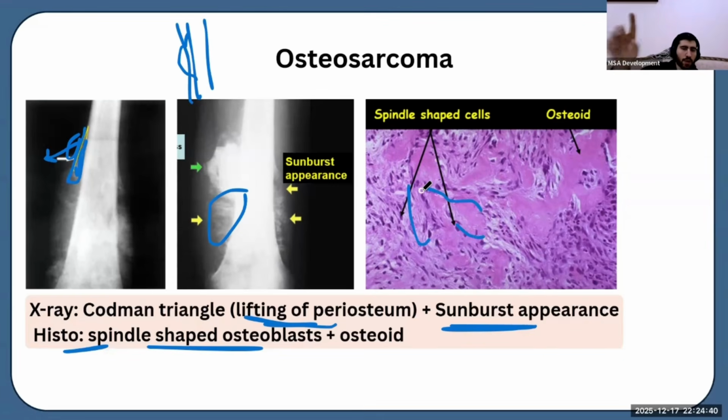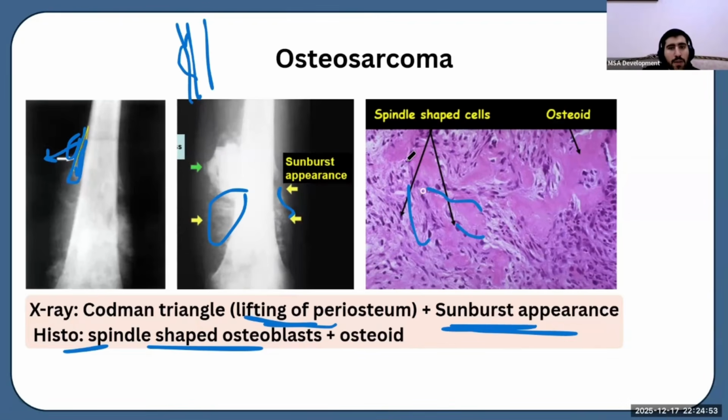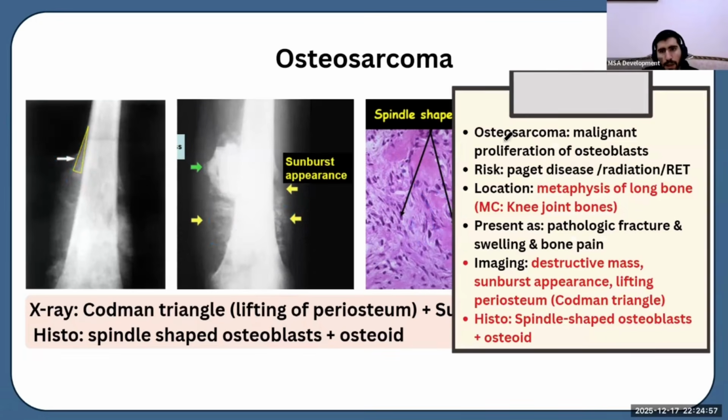So memorize, osteosarcoma on an X-ray will grow, but it doesn't rupture the periosteum. So it has Codman triangle, and it also has sunburst appearance, like after it breaks the periosteum. In histology, it's spindle-shaped cells with osteoid. So, final time, osteosarcoma, malignant proliferation of osteoblasts.